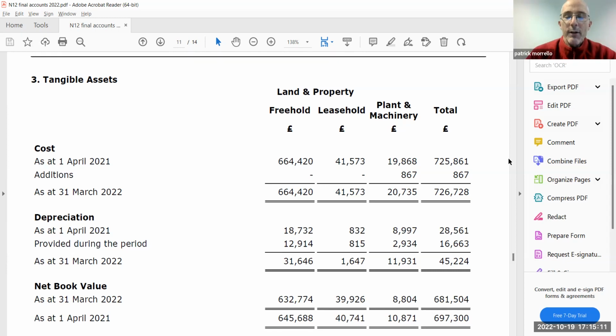In this year there was very little purchase, just a little bit of equipment of £867. So all the assets here were already there at March 21. The main movement in fixed assets this year is depreciation, and that's basically writing off the cost of fixed assets over future periods, the periods in which those assets will be used.